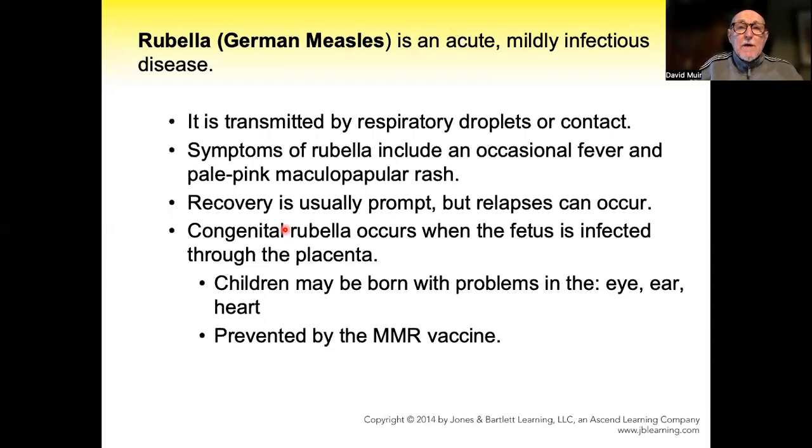Now, the last one is rubella. This is a different virus, and rubella is called German measles. In children, it causes a short-lived acute infection. It's not particularly infectious. It's also spread by respiratory droplets or by contact. In children, it causes a mild fever and a kind of generalized rash, but it's a short-lived illness.